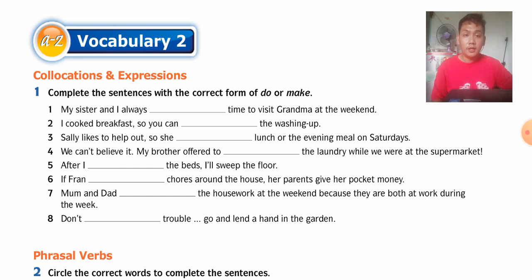Let's look at the first one. Number 1, my sister and I always time to visit grandma at the weekend. Now, if you see time, is it something that we can physically touch? Is it something that we can physically see? The simplest way to differentiate between do and make is that do is about tasks and activities, while make is more like you are building something. But in this sentence, do or make? Let's see. I'm going to count 5 seconds. What's your answer?